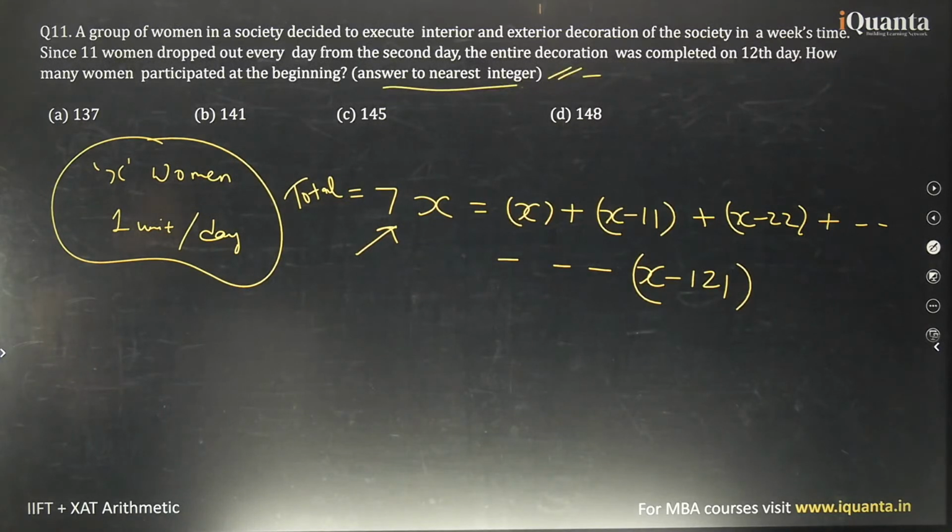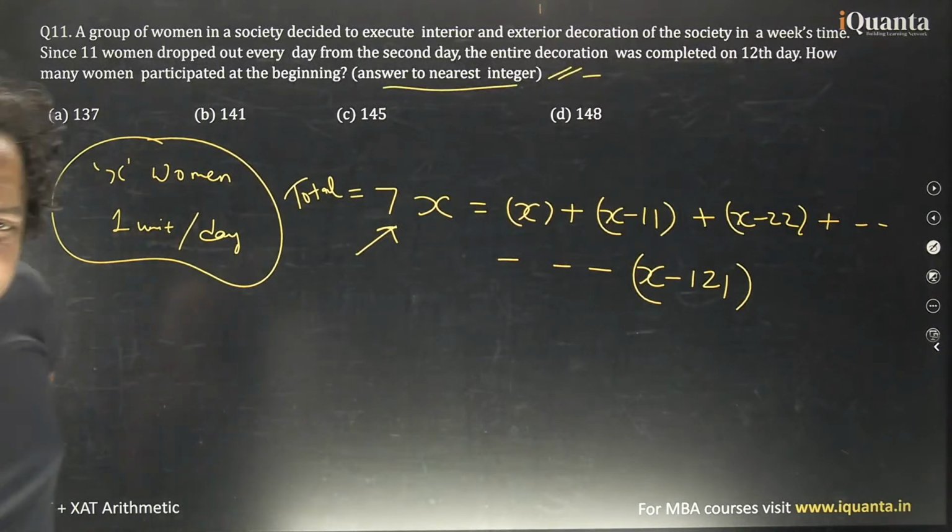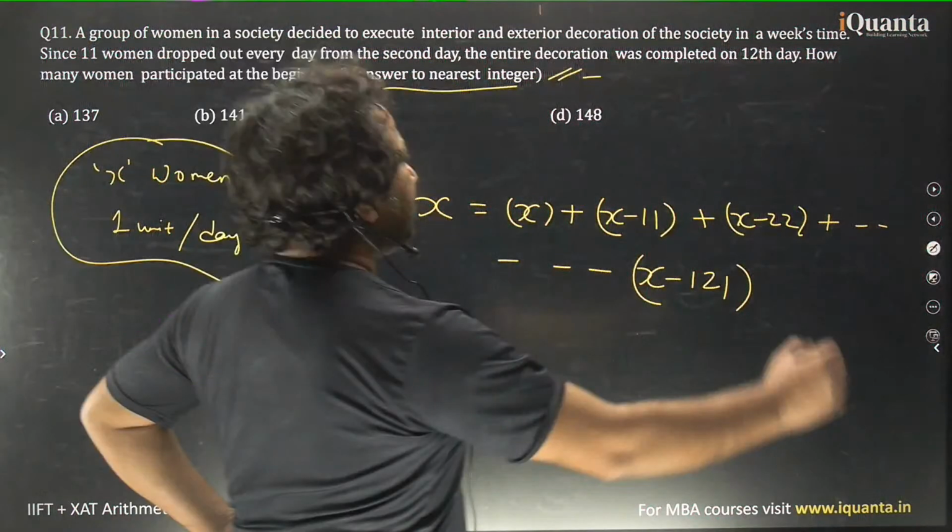Can this be done? Moreover, it's written it is the 12th day. So the 12th day has not been completed. So x minus 121 is not the real value, but it is an approximate value. Do you understand this or not? That x minus 121 is basically an approximate value, not the exact value. But overall, we need the approximate answer only. That is why we can take x minus 121.